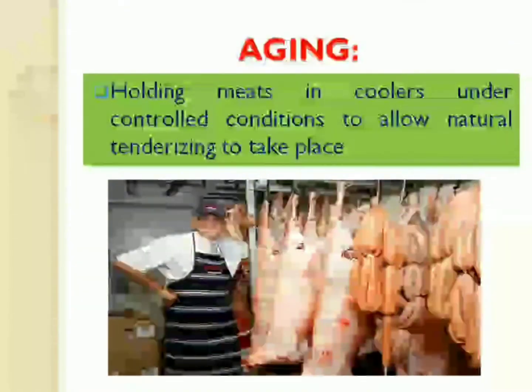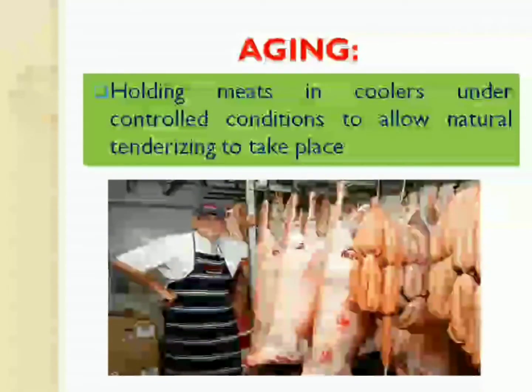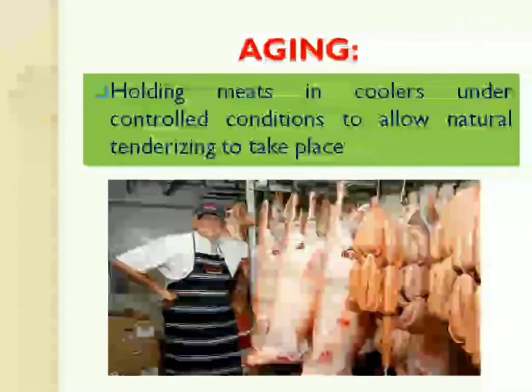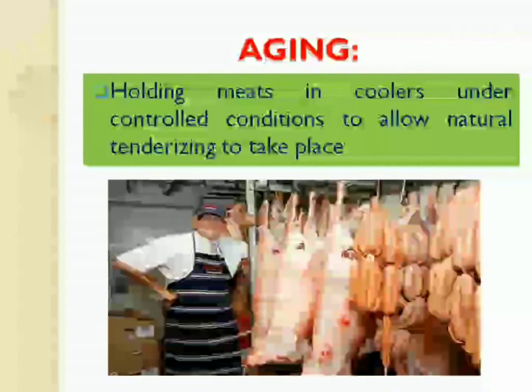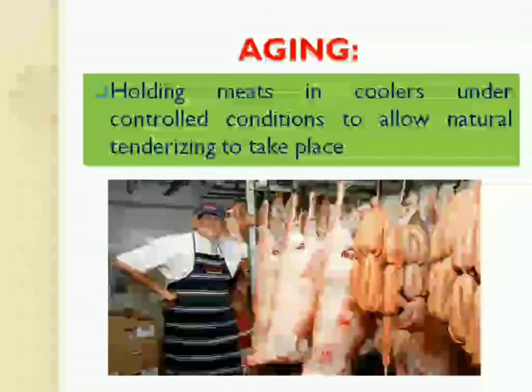When we talk about aging, it is basically the holding of meats in coolers under controlled conditions to allow natural tenderizing to take place. It is also a process known as rigor mortis, and this process takes place in slaughtering houses where the animals are slaughtered, and there are many processes of slaughtering.